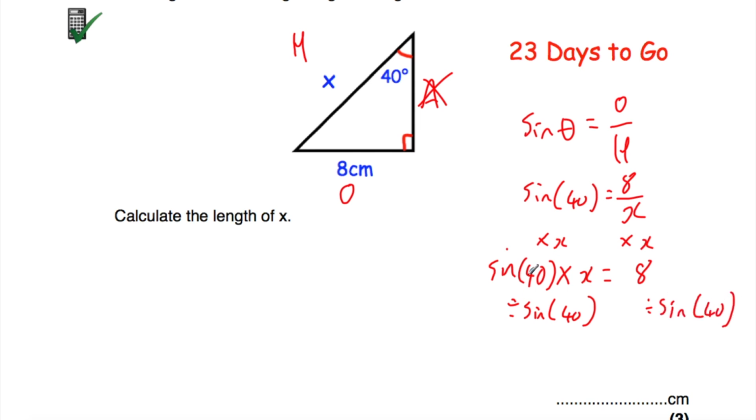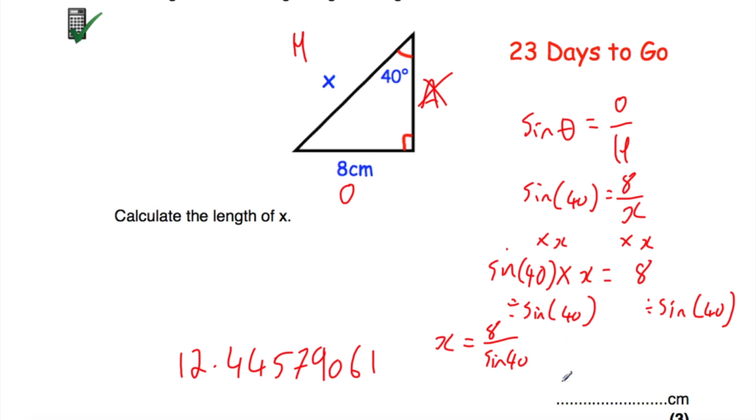So in terms of the left hand side, if we divide this by the sine of 40, we'll just be left with x. And the right hand side, we've got 8, and we're going to divide that by the sine of 40, so 8 divided by the sine of 40. And then if we just type this into our calculator, we get an answer of 12.4457961. And let's just round that to 3 decimal places. That'll be 12.446 centimeters to 3 decimal places. And if you got that, well done.